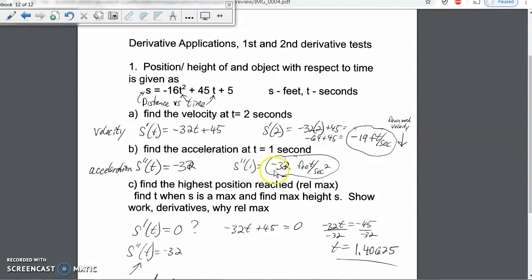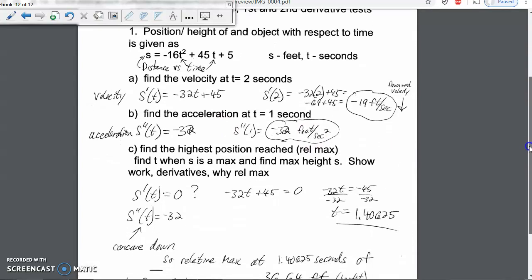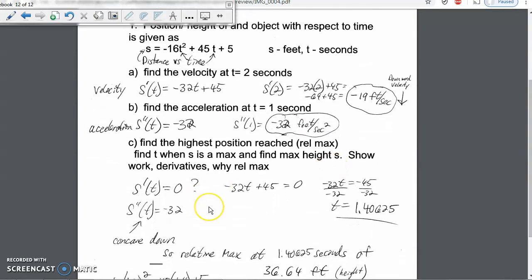So at 1 second, it's negative 32 feet per second squared. At 2 seconds, it's the same thing. No matter what you plug in, there's no variable here. It's always going to be negative 32 feet per second squared because gravity is a constant. So the acceleration due to gravity will always be the same, negative 32 feet per second squared.